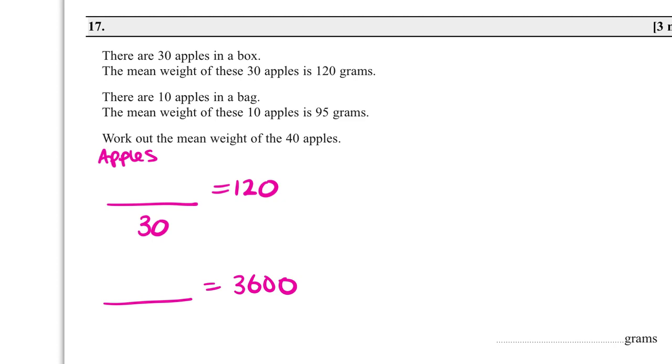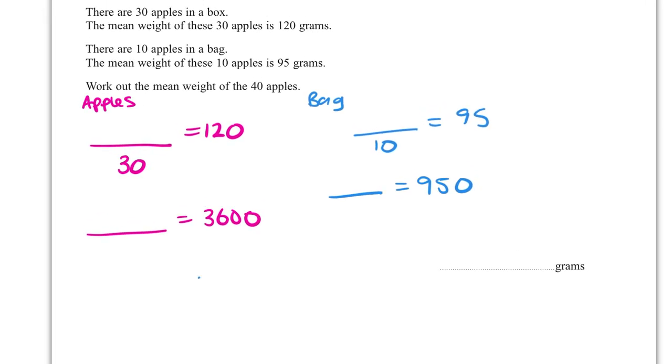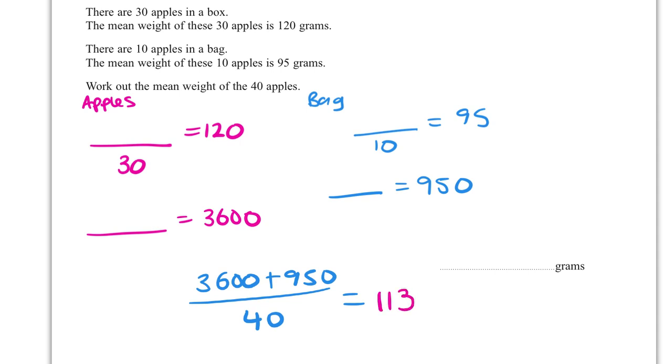Now, there are 10 apples in a bag. Okay, so in a bag, so this was the box, now we have the apples in a bag. So if there's 10 apples in a bag, the sum divided by 10 equals 95, because it says their mean is 95, right? What's 10 times 95? 950. So if I want to find the mean weight of all 40, I'm going to have all of their sums added together divided by 40. What does that give me? This is going to give me the mean of all of it. Okay, guys, so we get 113.75 grams.